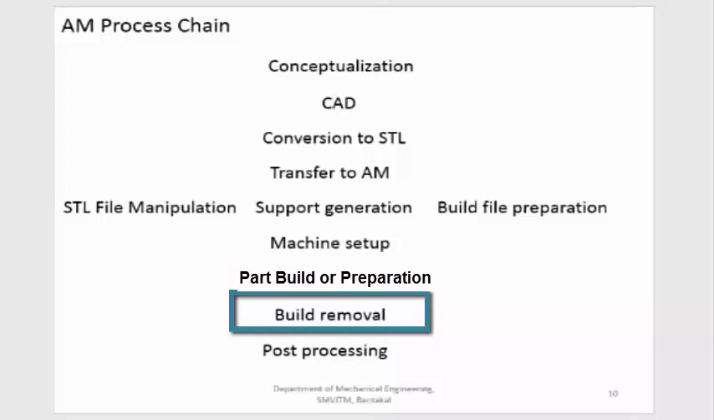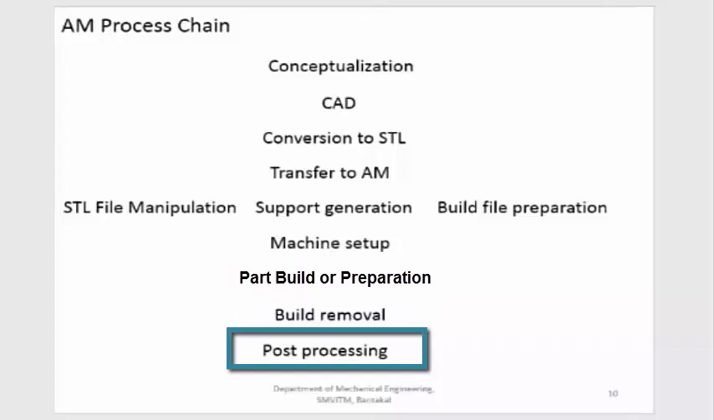Next one is the post-processing. Most of the components that are manufactured by additive manufacturing, some photos we will see in the coming slides, require some additional activity. It is not possible to directly take out the component and directly use it. Some kind of additional activities are required. You have to make all those activities before you can use it. All those activities are called post-processing. So these are some of the steps that are involved in additive manufacturing.